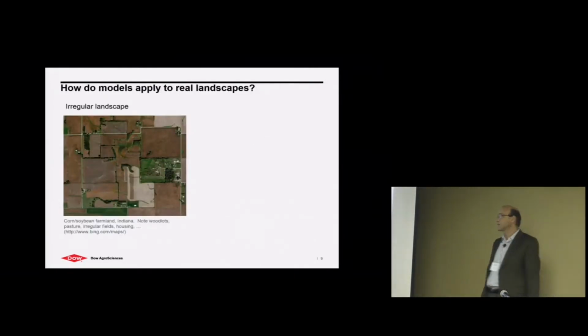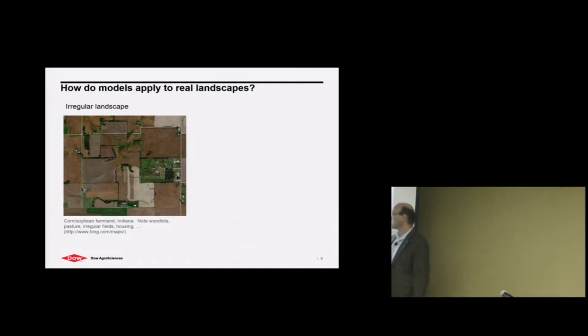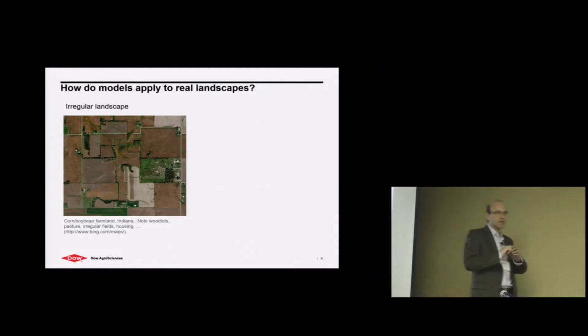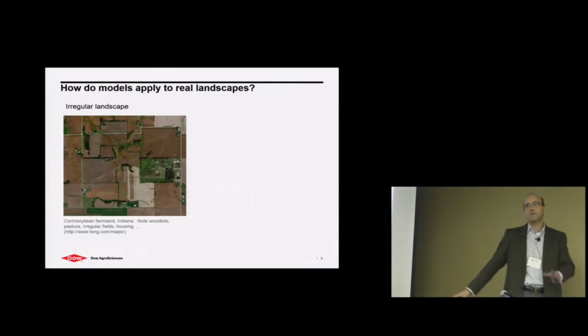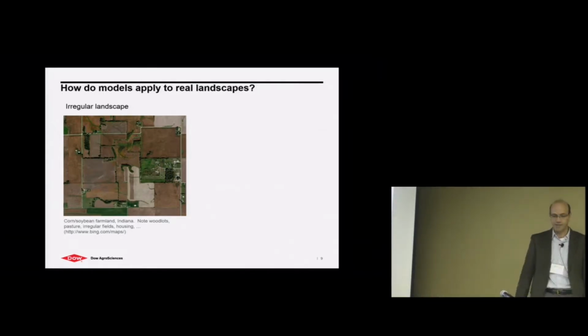But the real world is not a system of grids. This is a satellite photograph of a farm in Illinois, I think it is, where there is a square field here, but there's a row of trees here. How's that going to affect dispersal between these fields? There's a creek running through it somewhere. There's a house, the farm buildings. They're all excluded from our model, and they're all going to affect the behavior of the insect as it moves through that landscape.